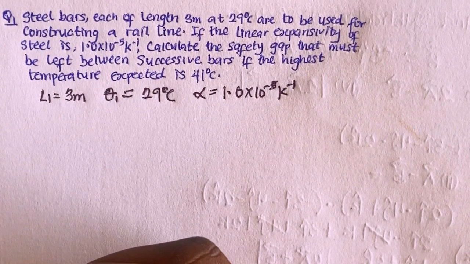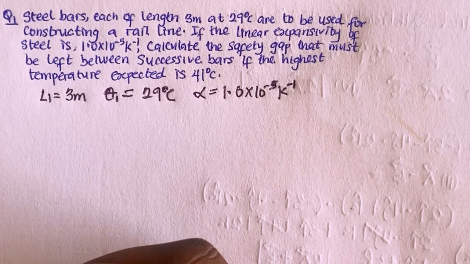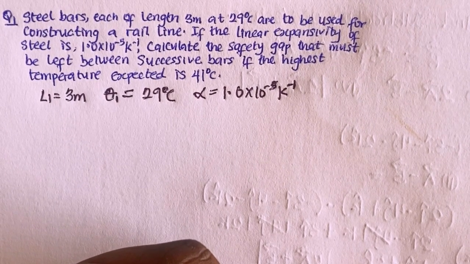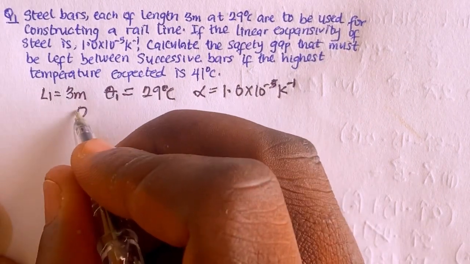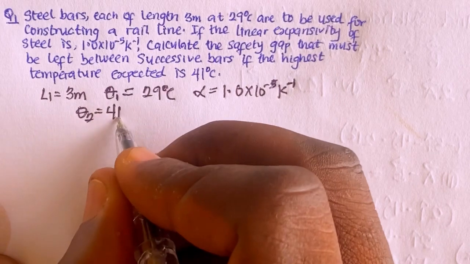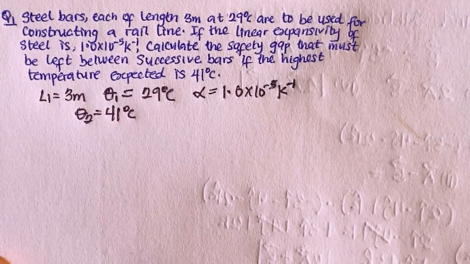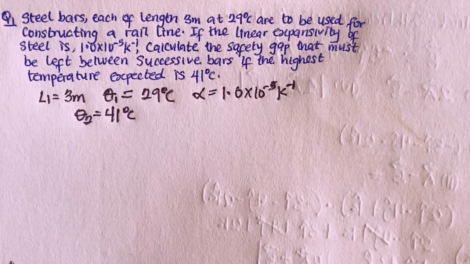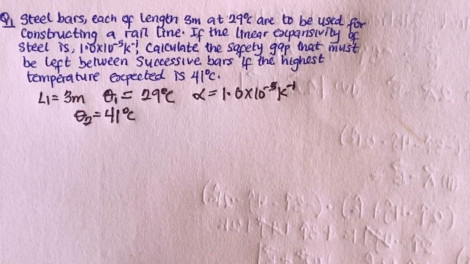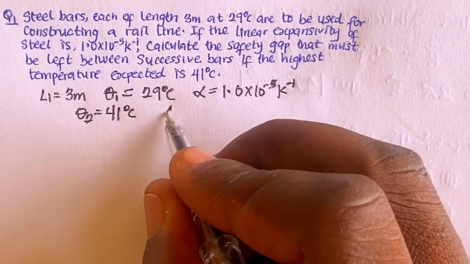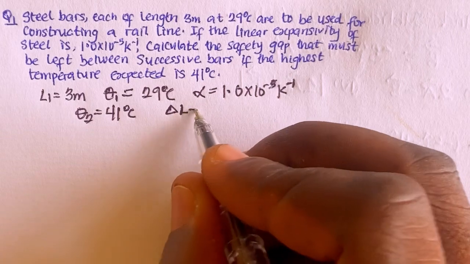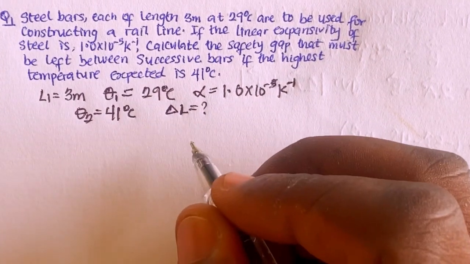Then we are asked to calculate the safety gap that must be between successive bars, if the highest temperature expected is 41, that is our theta 2 is equal to 41 degrees C. Safety gap means the difference between the length of steel bar 1 and steel bar 2, and that is represented as delta L. So we are asked to calculate the change in length, which is delta L.